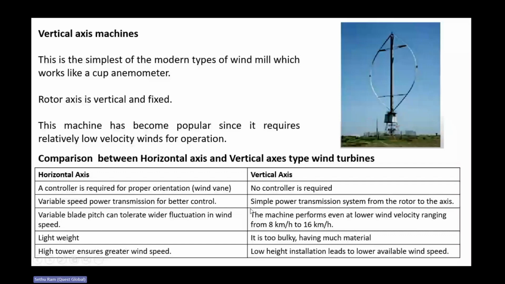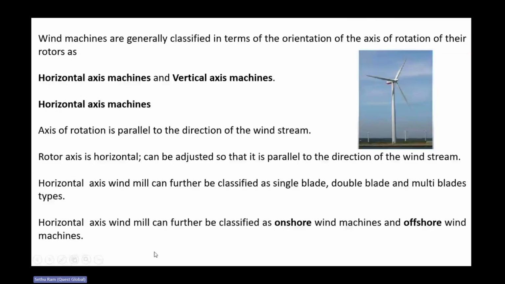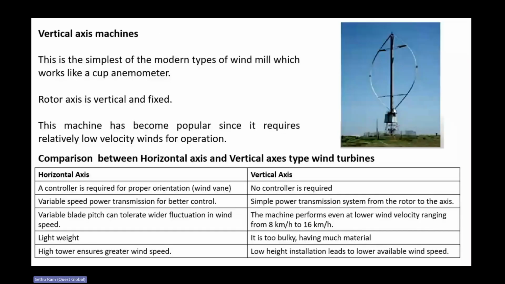A high tower ensures greater wind speed. In this case, we can go very high, two or three times the height of our available cell towers. That much height we can use for this one. For the vertical axis, we can't go that high; it will be very difficult, as it cannot sustain that much height.